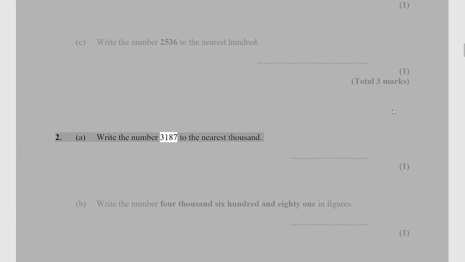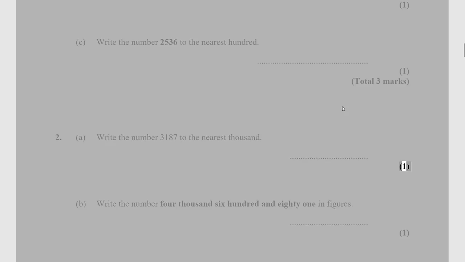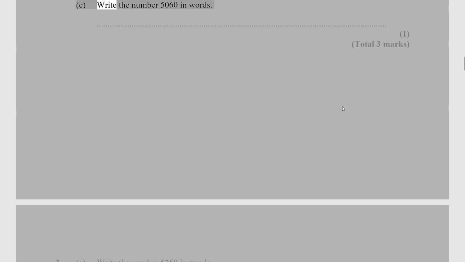2a. Write the number 3187 to the nearest thousand. 2b. Write the number 4681 in figures. 2c. Write the number 5060 in words. Total 3 marks.